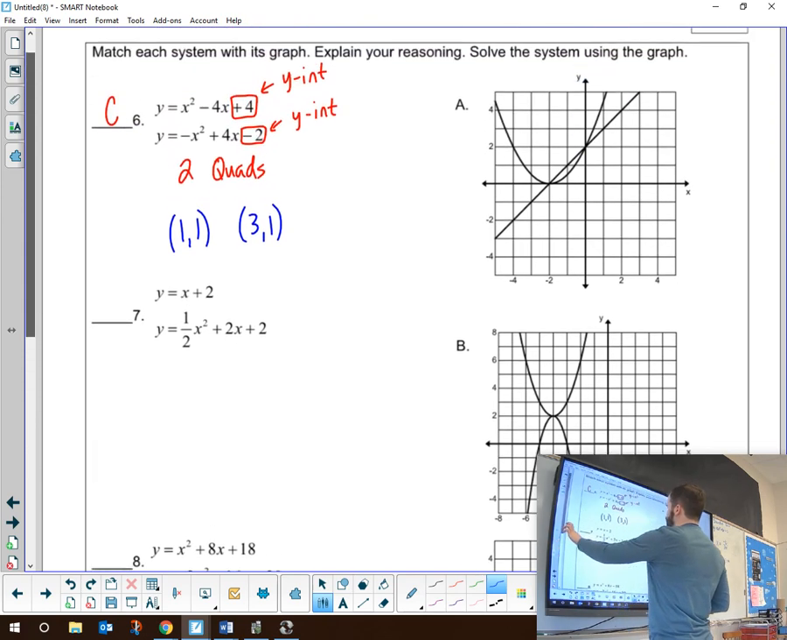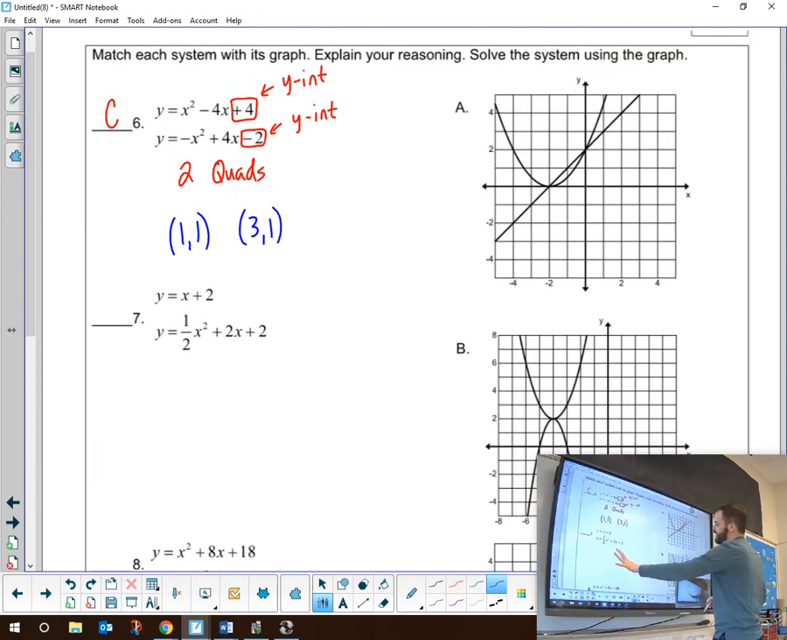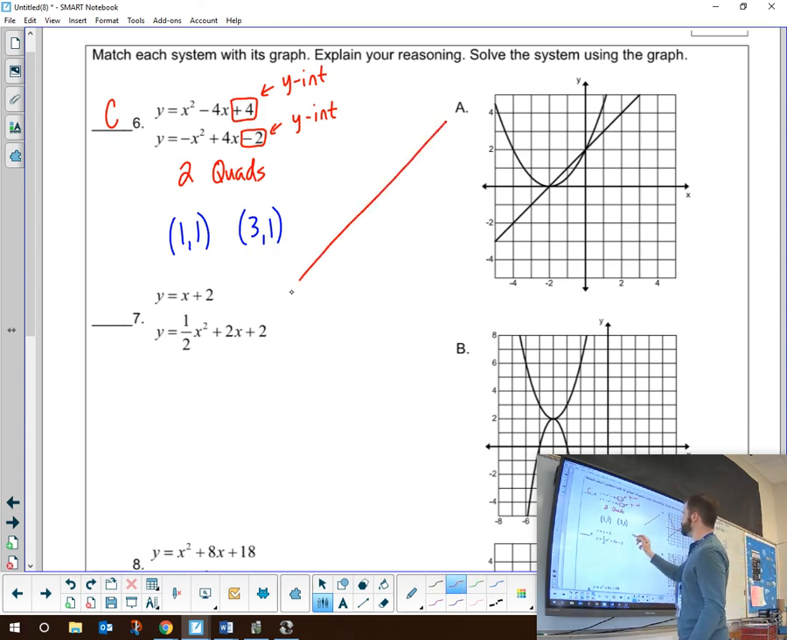So number 7, we have y equals x plus 2, and we have this quadratic. So we have one linear, one quadratic. So I know that one's not going to be B, because B has 2 quadratics. So this one's going to be A, right? This one's going to be A, because we have one linear and one quadratic.